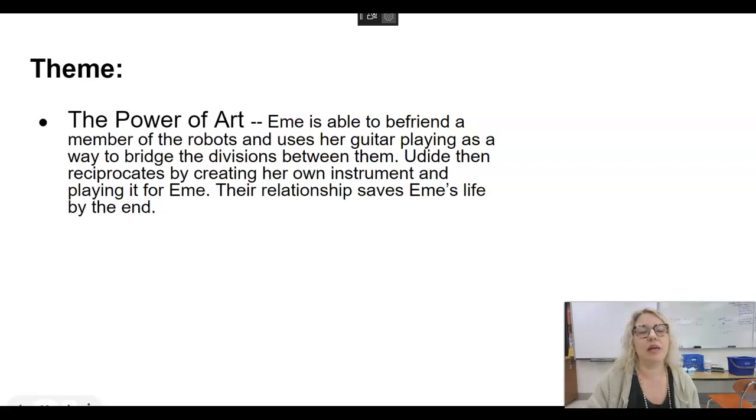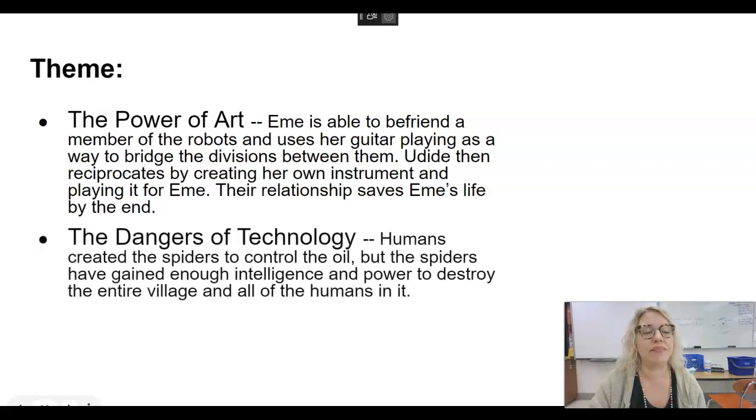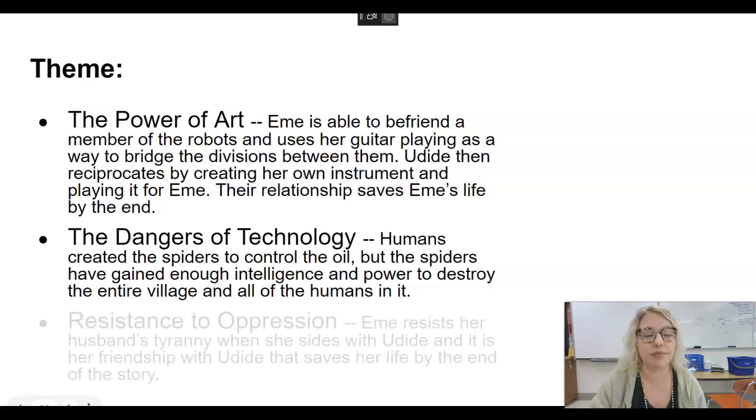As I've done here, Emma is able to befriend a member of the robots and uses her guitar playing as a way to bridge the divisions between them. So the guitar playing is the art. Udide then reciprocates by creating her own instrument and playing it for Emma. Their relationship saves Emma's life by the end. The dangers of technology is another theme that comes up in that story. Humans created the spiders to control the oil, but the spiders have gained enough intelligence and power to destroy the entire village and all of the humans in it.